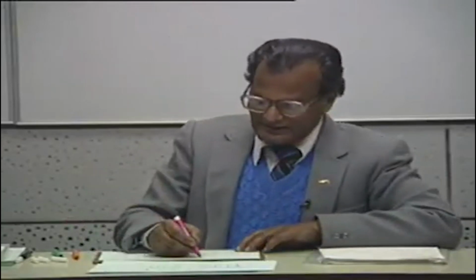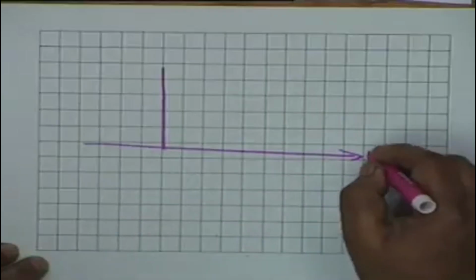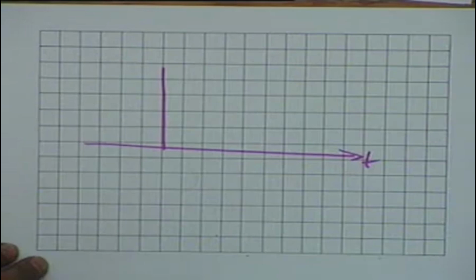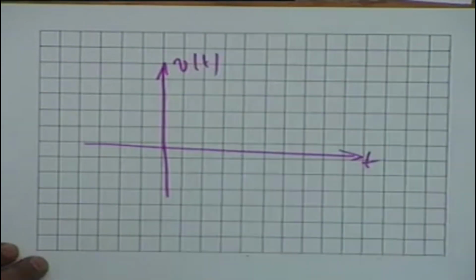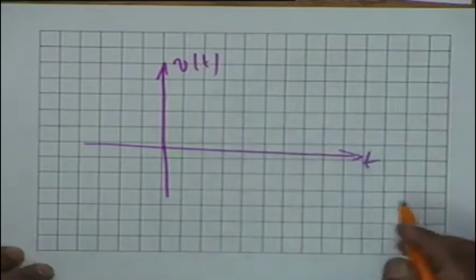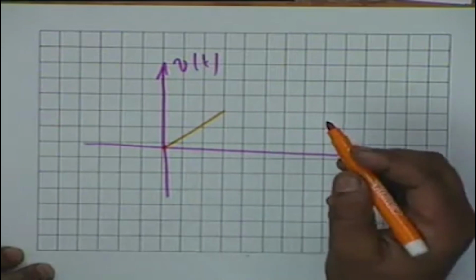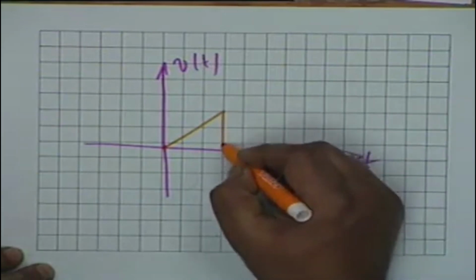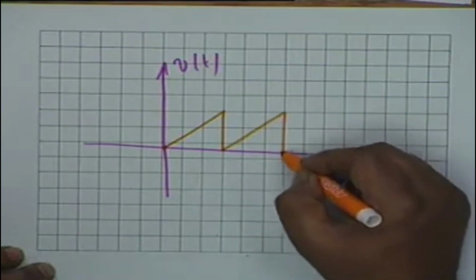There are other kinds of waveforms which are also of interest. For example, you have a waveform. Once again, let's say this is a voltage waveform. You have a waveform which rises linearly up to a certain instant of time, and then it falls abruptly. Okay. Then again it rises linearly, falls abruptly, and so on.